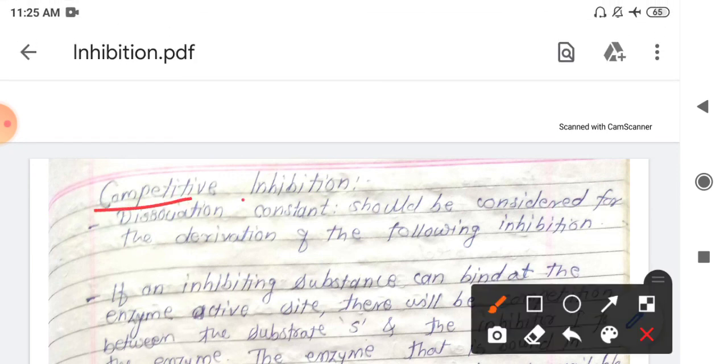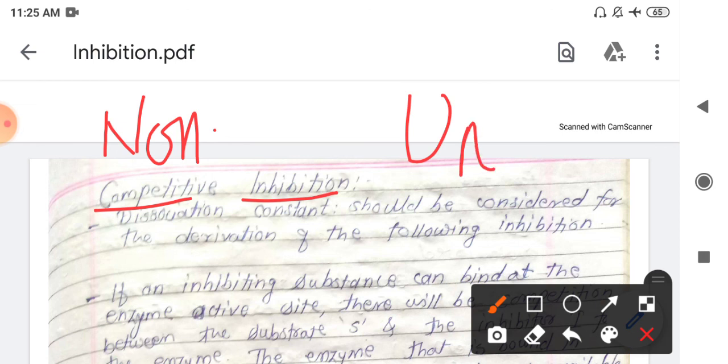From the next lecture onwards, we'll see the exact mechanism for the three types of inhibition. One is competitive inhibition, another is non-competitive inhibition, and the last one is uncompetitive inhibition. These three types of mechanism are there, so we'll see these mechanisms one by one.